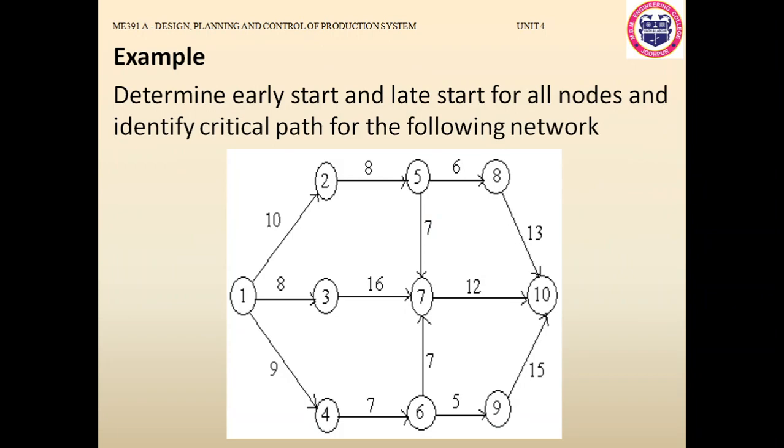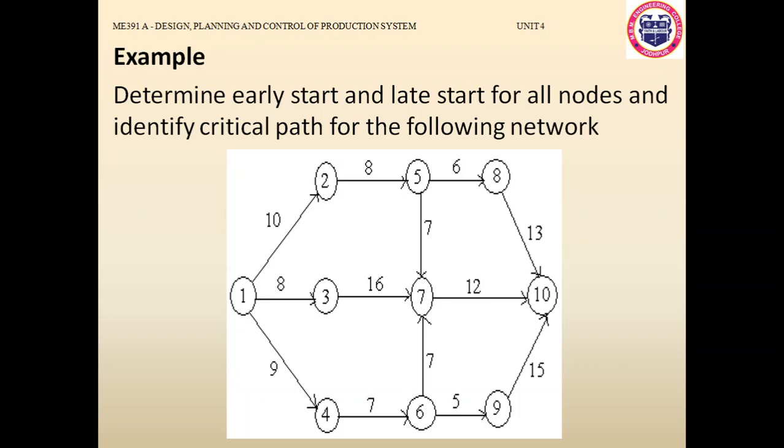So we will try to understand this critical path method using this problem. A problem is shown on the screen right now. You have to determine the earliest starting time and latest starting time for all the nodes and identify the critical path for the following network. As shown on the screen, there are 10 events, 1 to 10, and if you move from 1 to 2, the time required is 10 minutes, while if you move from 2 to 5, it requires 8 minutes. So corresponding times are shown on the screen.